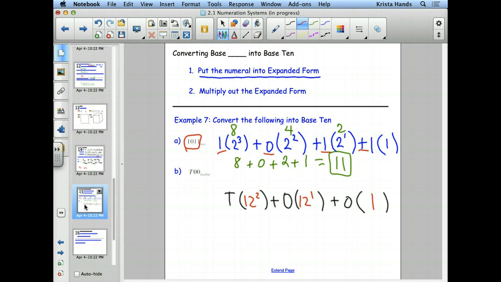Should be something up here that's still a little disturbing. The T. What's T worth? 10. So this is really the number 10. What is 12 squared? 144, you bet. And then this is actually going to be 0, and this is going to be 0, right? So what's 10 times 144? 1,440, right?